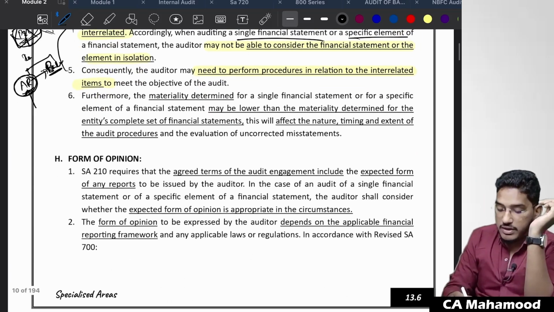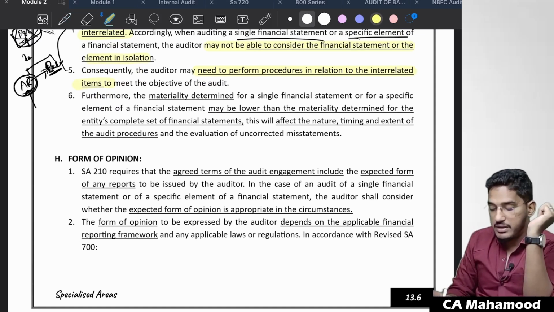Furthermore, the materiality determined for a single financial statement or for a specific element of a financial statement may be lower than the materiality level determined for the entity's complete set of financial statements, which will affect my nature, timing, and extent of audit procedures.